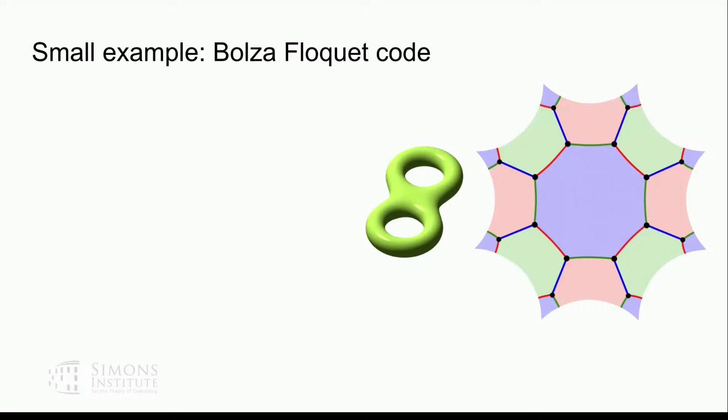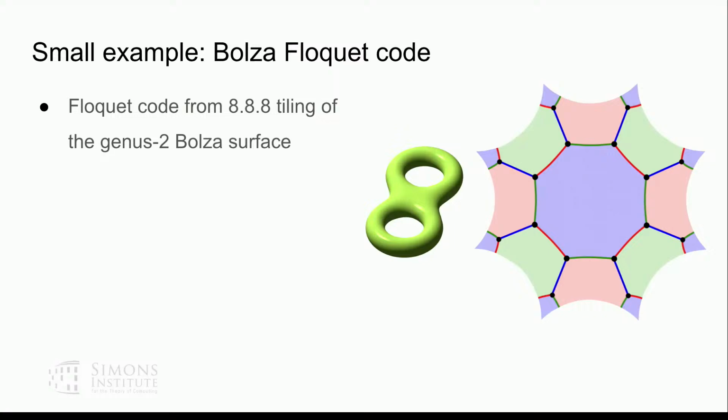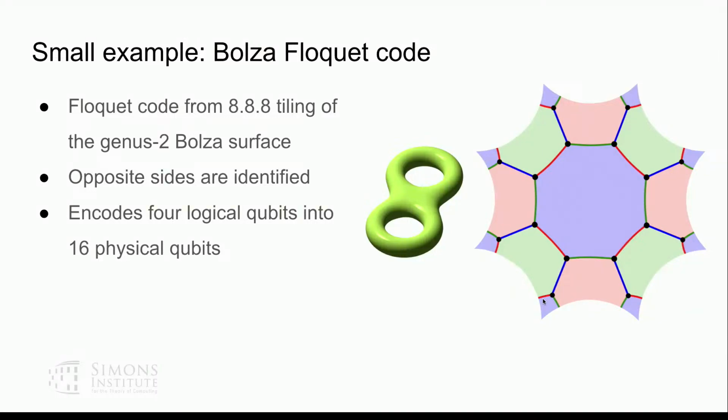So the smallest example we found that is quite promising for very near-term experiments is this Bolza Floquet code, which is derived from the 888 tiling of the genus 2 Bolza surface. To understand this, looking at this figure, we just identify opposite sides of the figure. And this encodes 4 logical qubits into 16 physical qubits.